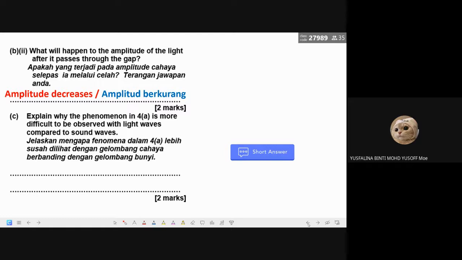Explain why the phenomenon in 4a is more difficult to observe with light waves compared to sound waves. As we discussed before, light waves have a smaller wavelength compared to sound waves. When they have a small wavelength, it means it will be less diffracted.